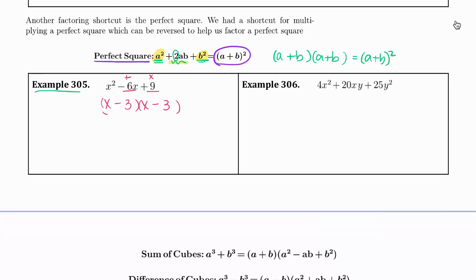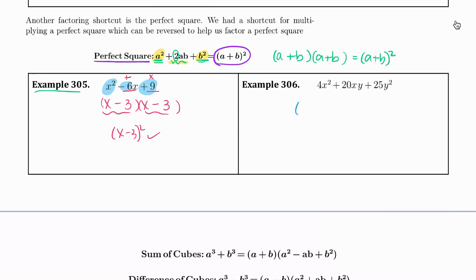Well, we get this same thing 2 times. So we could rewrite this as x minus 3 to the second power. You could leave it like this, x minus 3 times x minus 3, or like this. Or if we're working on this, we could recognize this is a perfect square, this is a perfect square, and this is 2 times our a times b. Okay, so same thing for example 306.